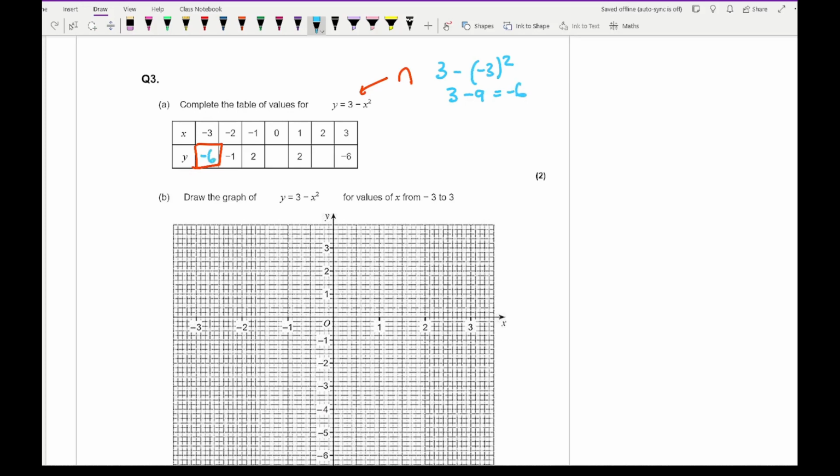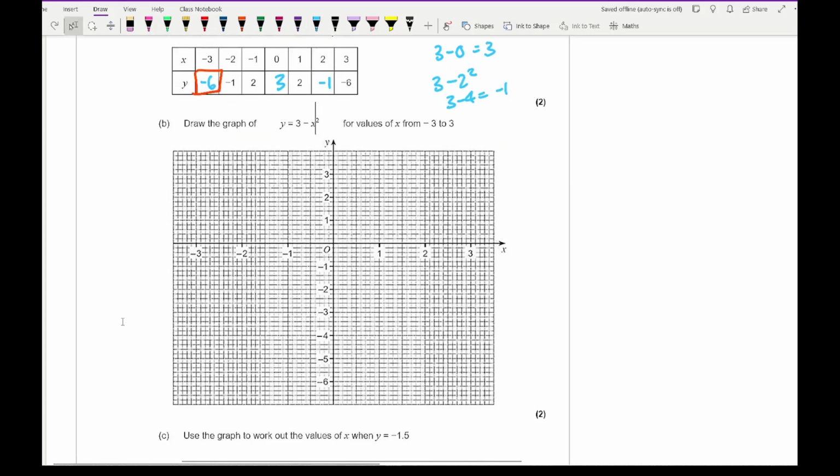Then substituting 0 in there, I've got 3 minus 0, which is 3. And then 3 minus 2 squared, which is 3 take away 4, which is minus 1. Which makes sense. And again, you can see that symmetry in that table of values. The next thing I've then got to do is plot this equation and hope that it resembles an n shape.